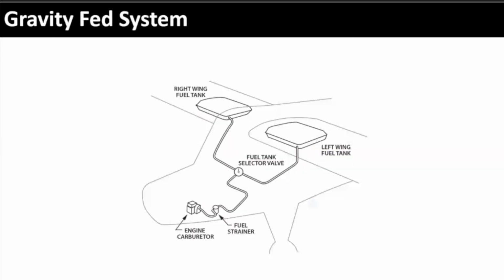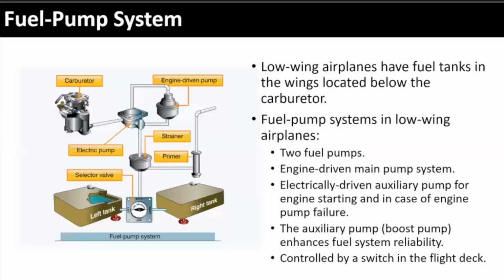This is what it would look like. Very simple diagram. Fuel tanks are in the wings, and fuel comes down through a selector valve. We'll talk about that in a little bit. It goes through various strainers to make sure we're not getting sediment or water into the engine, and feeds right into the engine's carburetor or injection system.